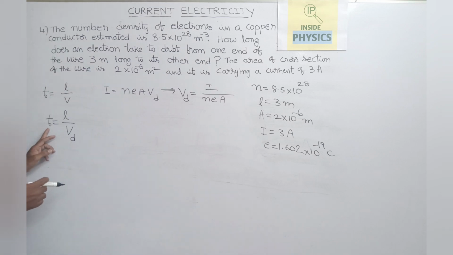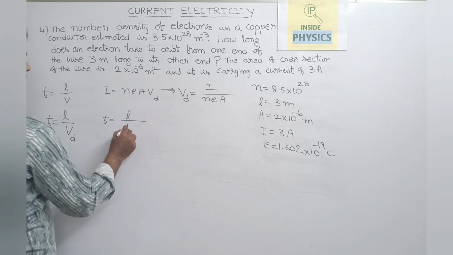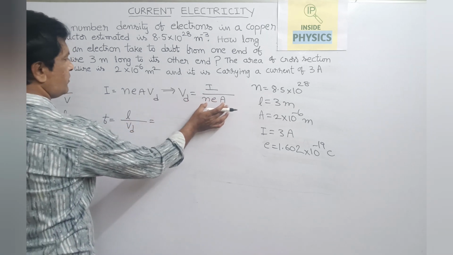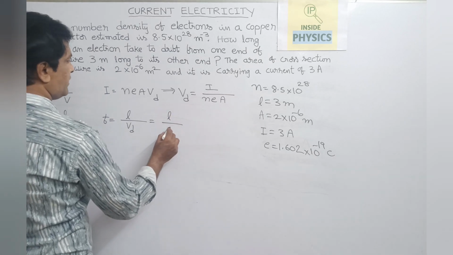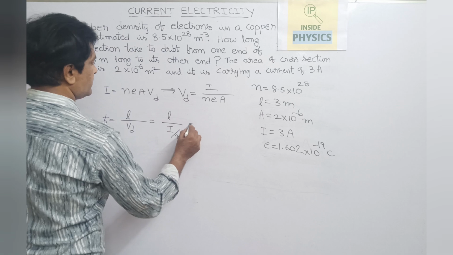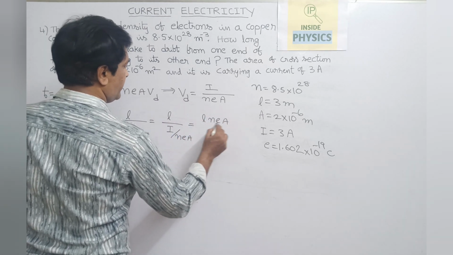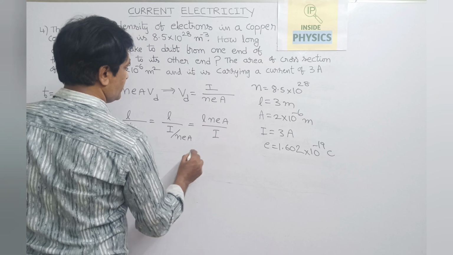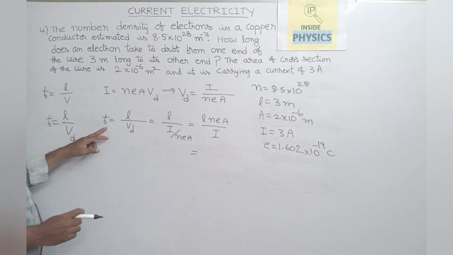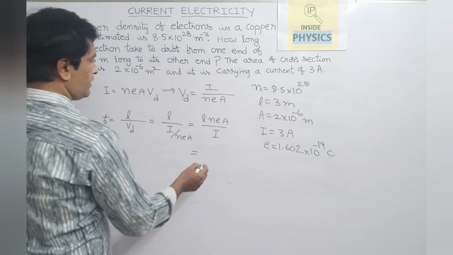So here T, time taken, will be the length of the conductor divided by drift velocity. We know the drift velocity is I by NEA, so T equals L N E A by current. This is the time we are calculating for an electron to travel from one end of a conductor to the other end.